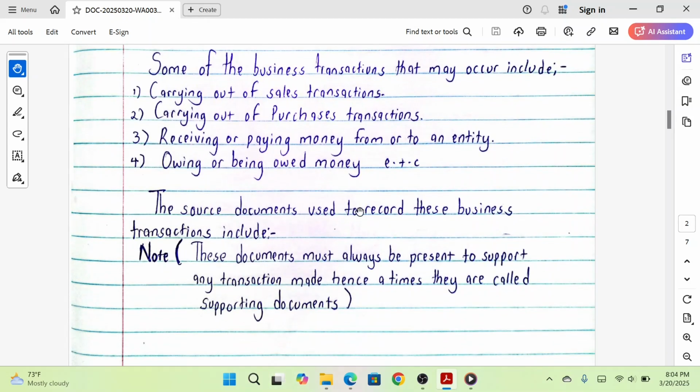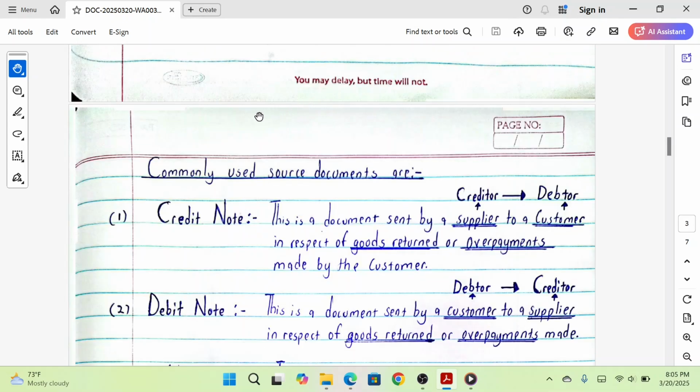The source documents used to record these transactions may include the following, but before we look at some of them, I want you to know that these documents must always be present to support any transaction made. Hence, at times, they are called supporting documents. If a transaction has occurred in accounting, it must be evidenced by some of these supporting documents. The commonly used supporting documents include the credit note.